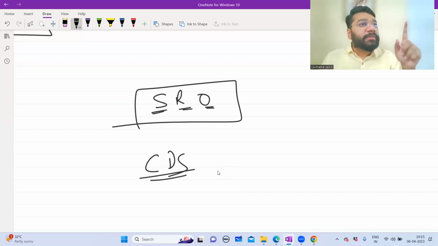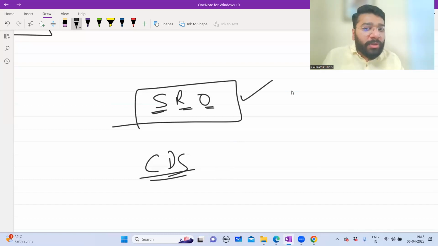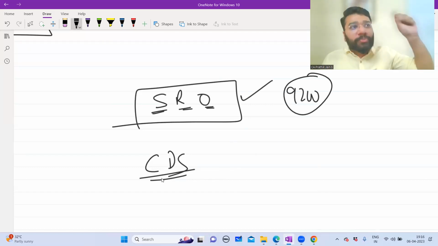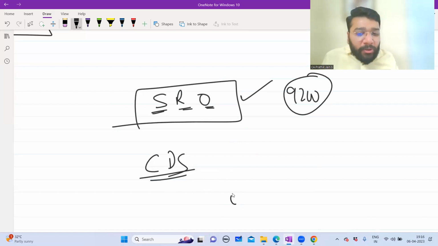But there is one option, because while registering for this, you would have paid 9,200. This 9,200 includes the charges of your books. So there'll be an option. If you tick it, the cart value will automatically become 0, and you can place the order. Within 1 week, you will get the books.